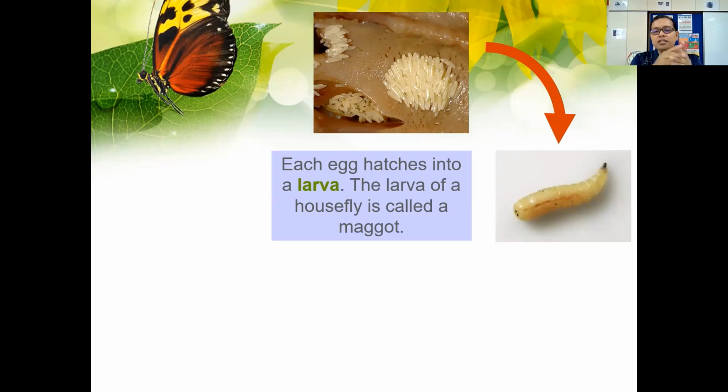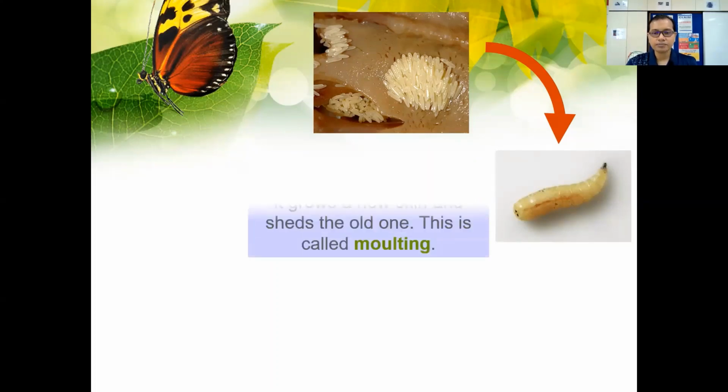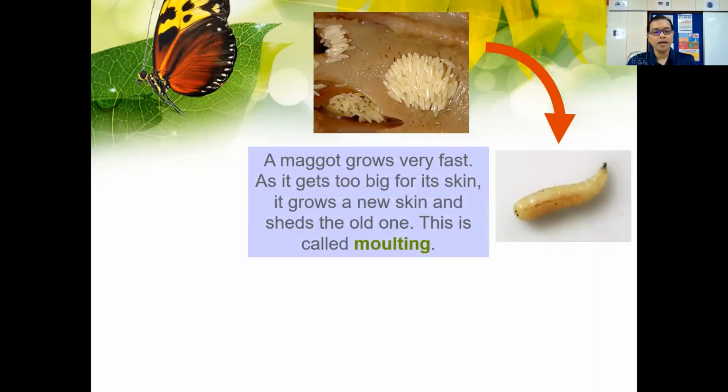However, certain larvae will have their own popular names, their own names that we know them by. For example, caterpillars are the larva of the butterfly, whereas the maggot is the larva of the housefly. Okay, so when the maggot hatches, this is what it looks like. It will actually feed on the dead matter, and the maggot grows very fast.